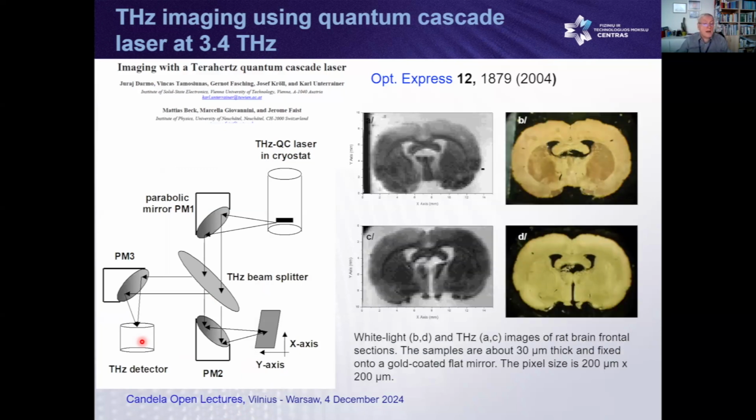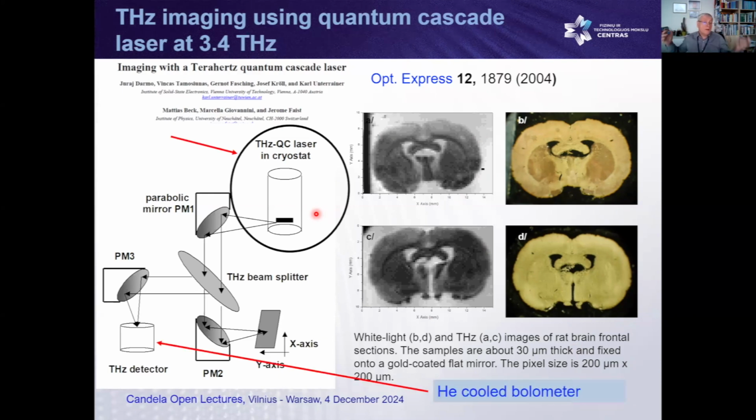Recording, it was medical stuff. You see the red brain focal sections. They have 2 images, and they were recording them using a quantum cascade laser operating at 3.4 terahertz. So what is here is good stuff. Quality is good, but here is a cryo system. It means we need a helium system, which means big stuff on the optical table. We have liquid helium. Since we have liquid helium, we need liquid nitrogen. It's all the system. And also the detector here is a helium-cooled bolometer.